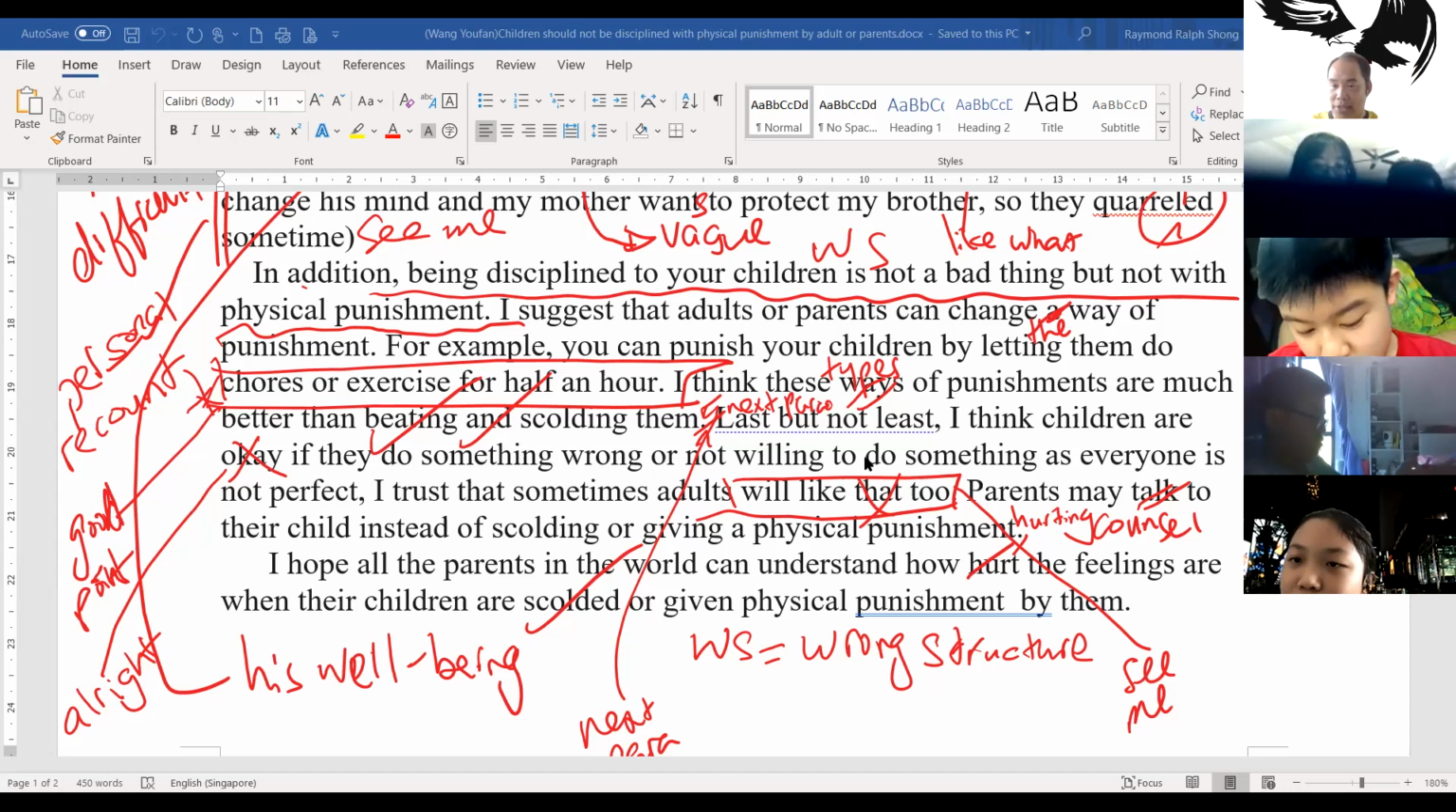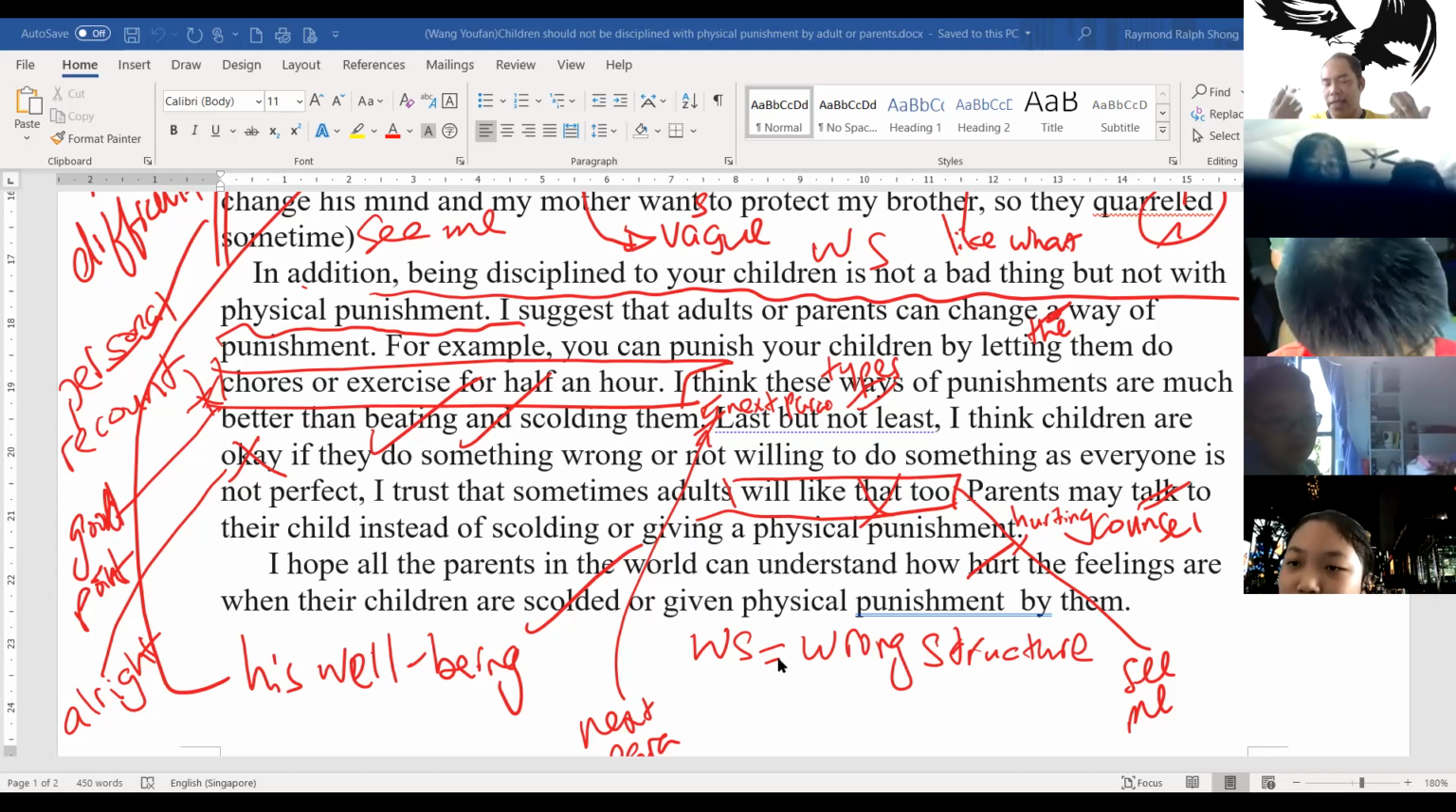Okay? 明白吗？一凡 Okay, parents may counsel their child instead of scolding or giving a physical punishment. Now, counseling sometimes may not work, so you need a third party to help. All right. I hope all the parents in the world can understand how hurtful it is when the child is scolded or given punishment by them. Excuse me. 你的奶奶、爷爷、妈咪、daddy 跟你都是 go through scolding or whatever way. This is how we learn. Either you learn in a very painful way or in a very nice, not so painful way. But somehow or other, we go through a process called change. All right, a change that transforms a person.